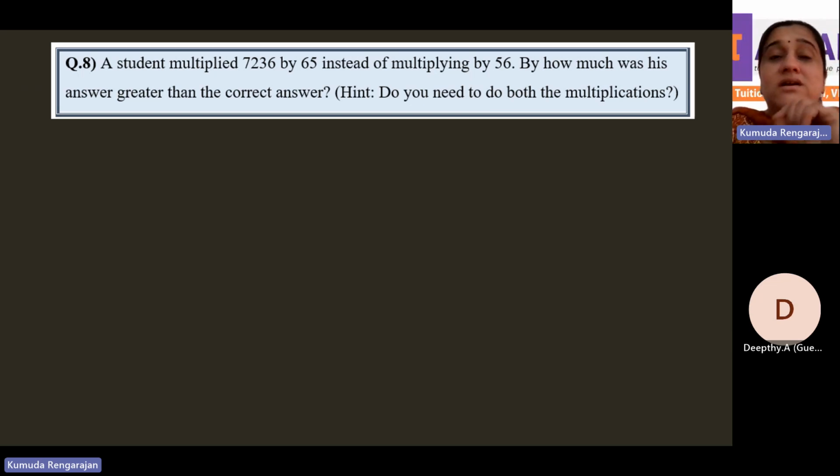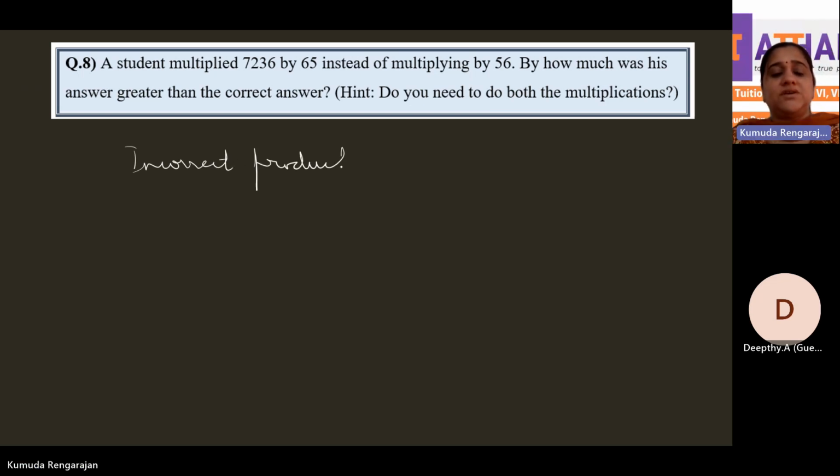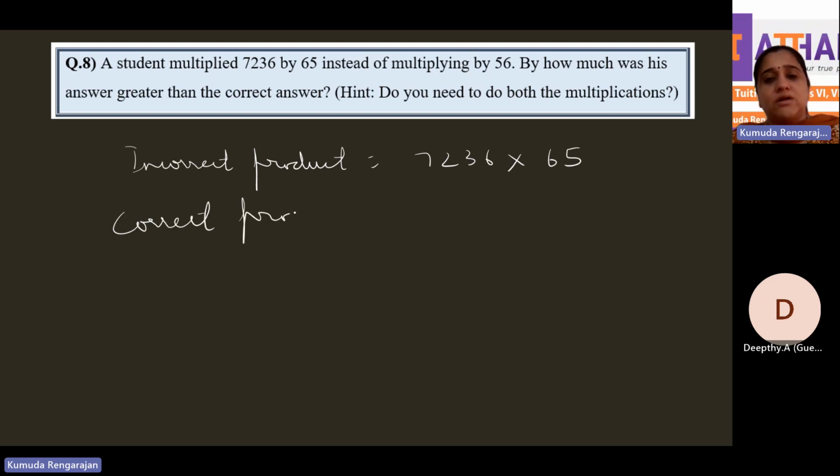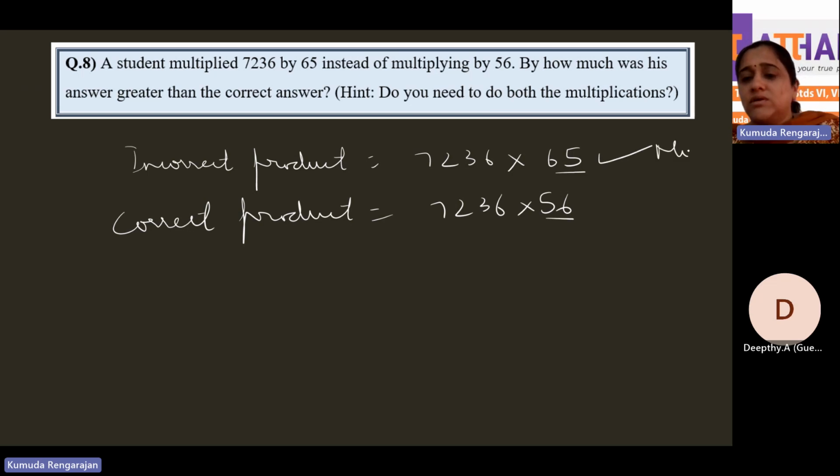Let's use the terms incorrect product and correct product. So what is the incorrect product? The incorrect product is equal to 7236 into 65. This is wrong. What's the correct product? The correct product is 7236 into 56. So you can see, 65 into 56, definitely this product is more. This one will be less.